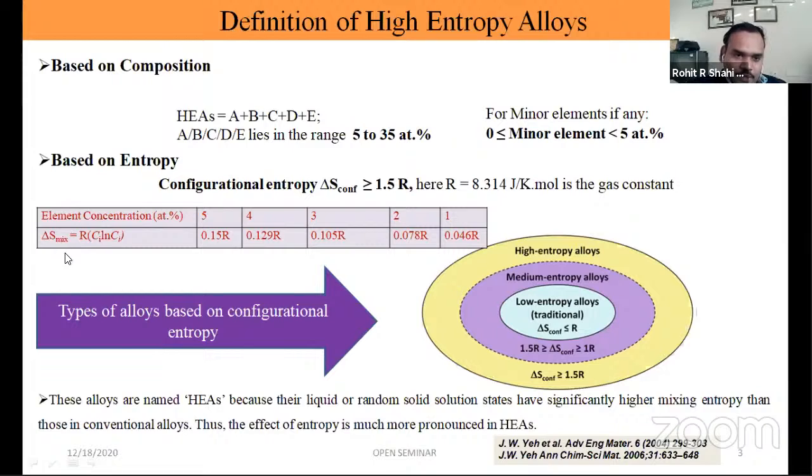If we calculate the configurational entropy for different numbers of elements, as we can see, as the number of elements increases, the configurational entropy increases. Based on this configurational entropy, we can classify alloys in 3 different forms. If the configurational entropy is less than R, where R is the gas constant, the alloys are traditional alloys. Another is medium entropy alloy, and if the configurational entropy is greater than or equal to 1.5 R, then high entropy alloys form.